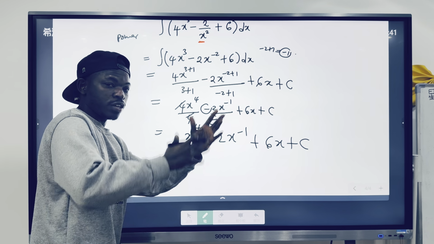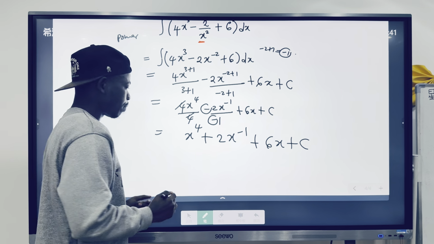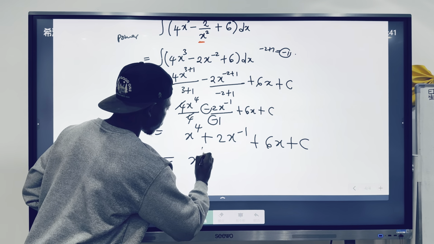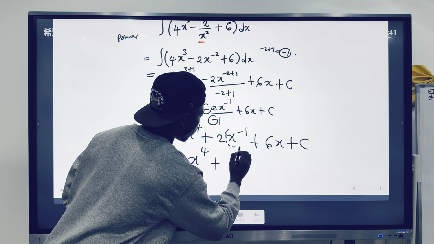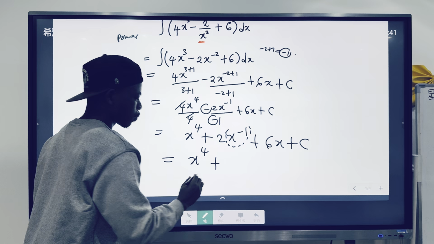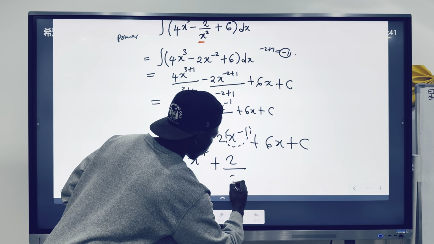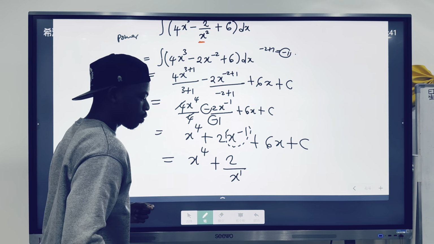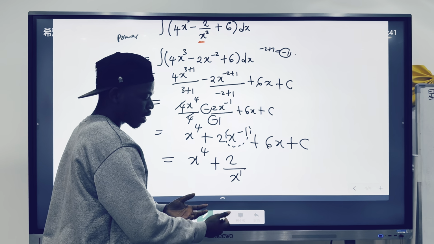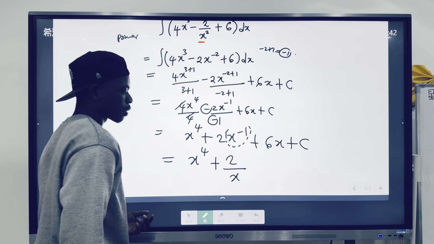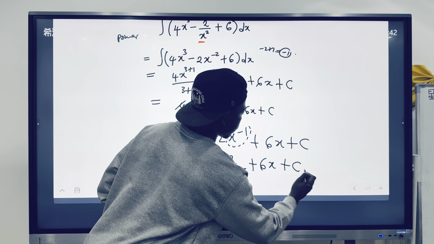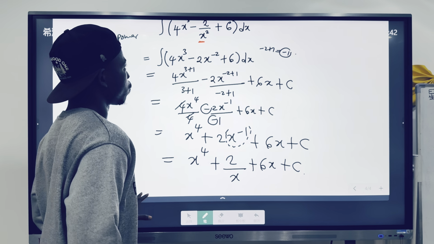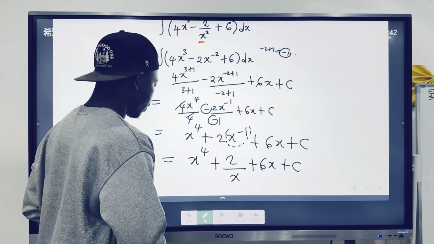This is acceptable, but if you want, you can now take it back because there's a negative power. If you want to maintain positive powers, you can say this is x to the power 4 plus, if we take it back, remember the power is only to x. So this becomes 2 over x to the power 1. If you want, you can say 1 there, but x to the power 1 and x are the same thing, so you can just say x like that. Then plus 6x plus c. So this is what you do. This is how you answer this question.